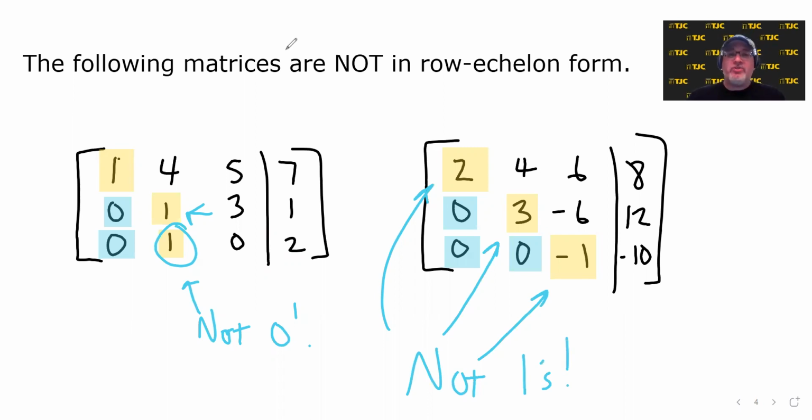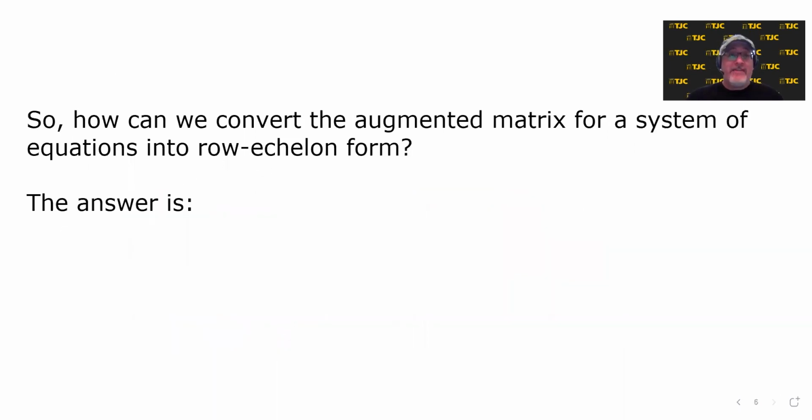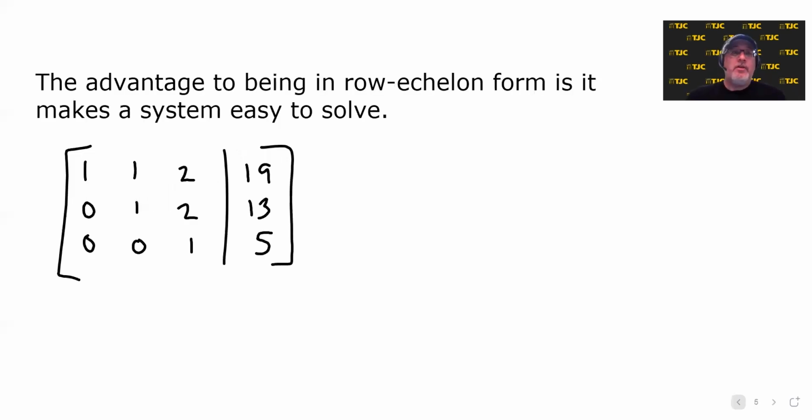Now, you may be wondering, is there a way to fix these problems? The answer is yes. Because if a matrix is not in row echelon form, there are moves that we can do to get them in row echelon form, which leads me to the next slide. Actually, it leads me to the next slide after that. How can we convert an augmented matrix for a system of equations into row echelon form? We'll answer that in just a second, but I want to show you the advantage of an augmented matrix being in row echelon form. The advantage to being in row echelon form is it makes the system easy to solve.